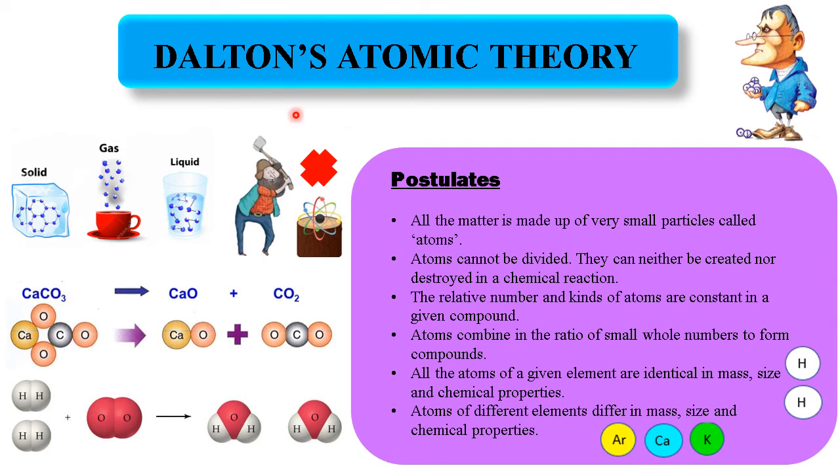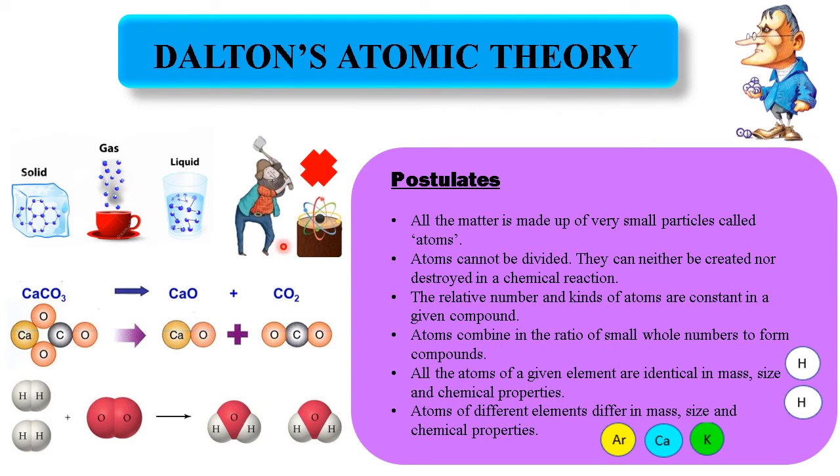Moving on to Dalton's atomic theory. In order to explain the two laws of chemical combination, Dalton put forward his atomic theory of matter. His first postulate states that all matter is made up of very small particles called atoms. Here you can see all the states of matter, whether solid, liquid or gas. They are made up of atoms.